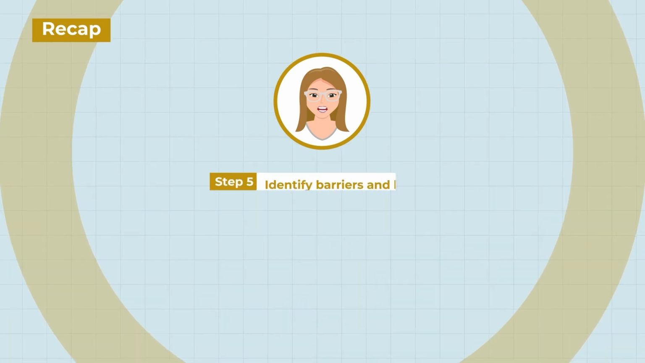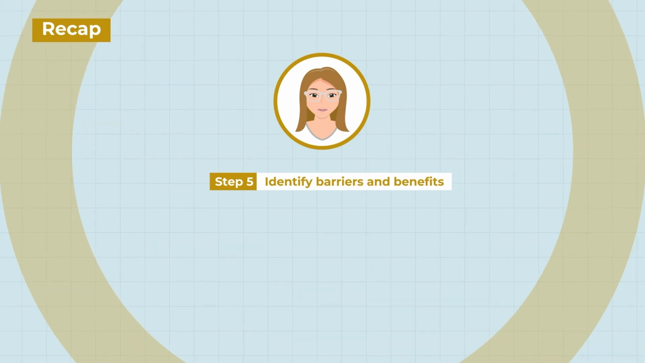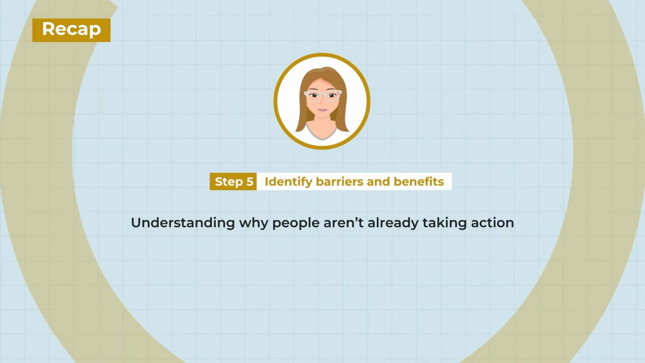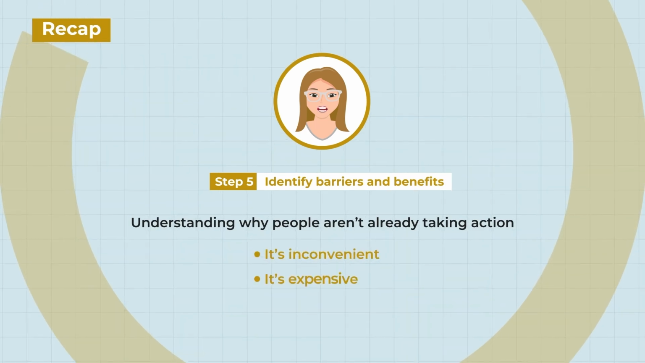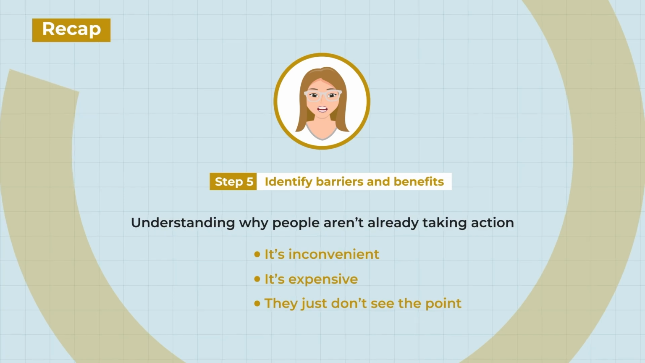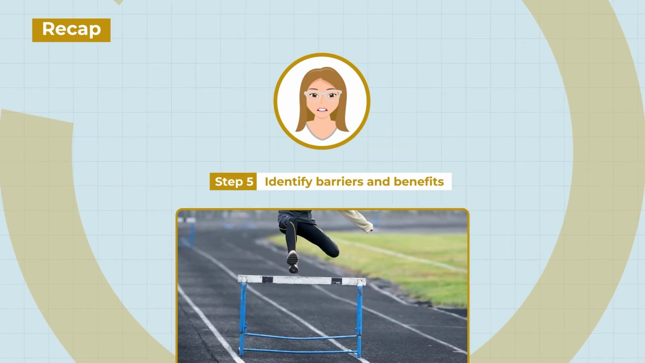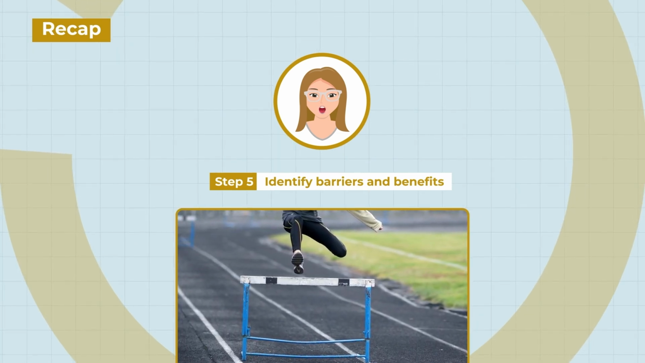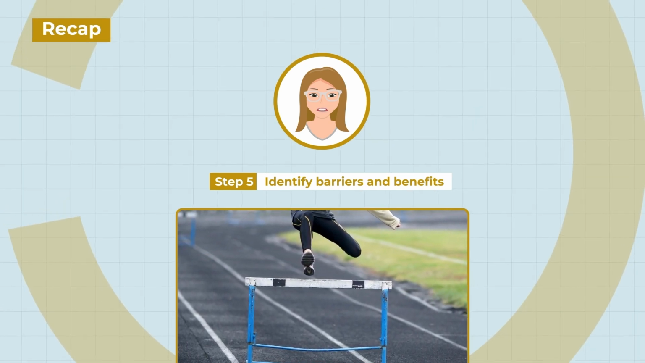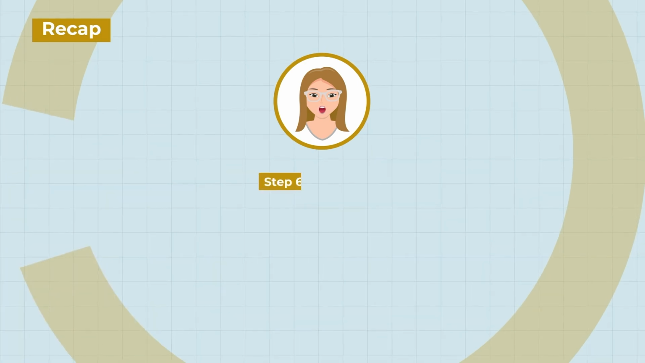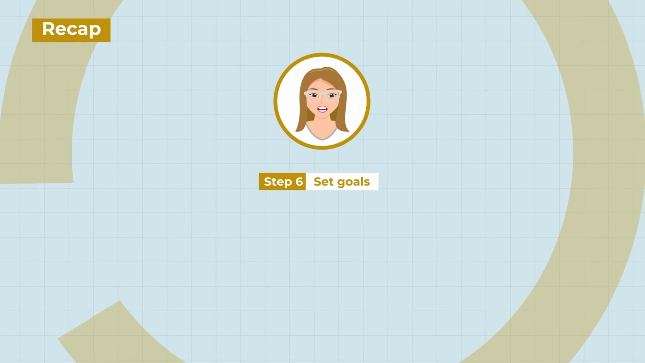Step 5 was all about identifying barriers and benefits. This means figuring out why people aren't already doing what you want them to do. Maybe it's inconvenient, maybe it's expensive, or maybe they just don't see the point. We looked at identifying barriers and finding benefits to make your behavior change seem more attractive and easier than whatever they're doing now.